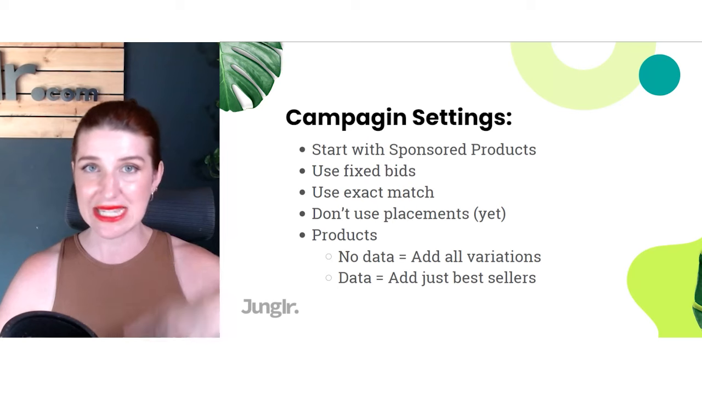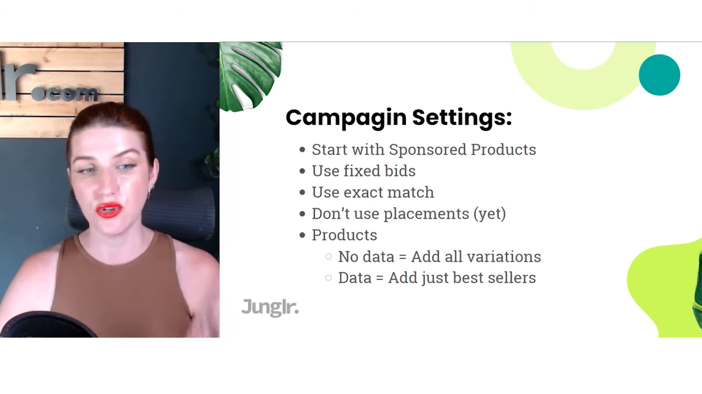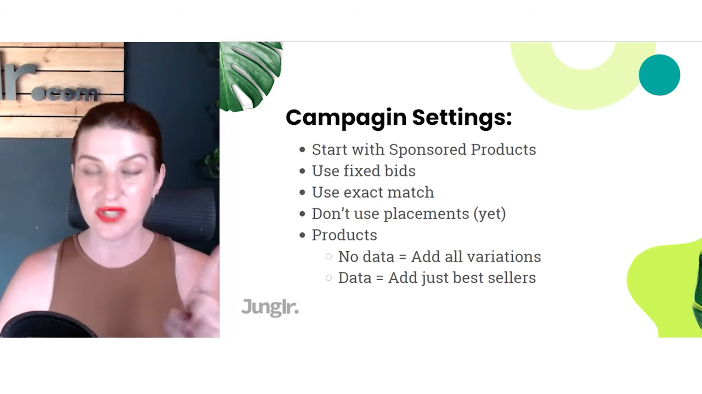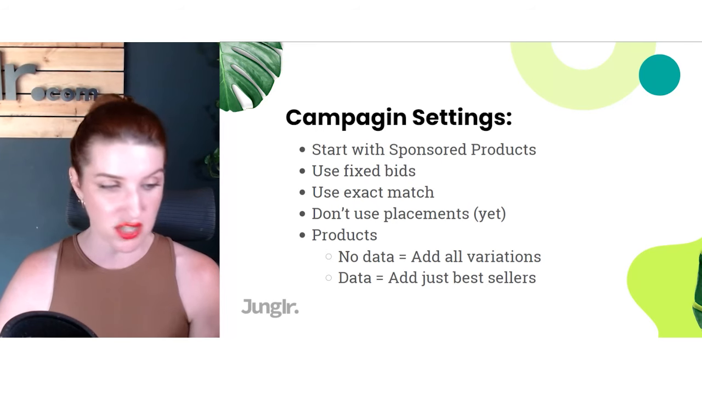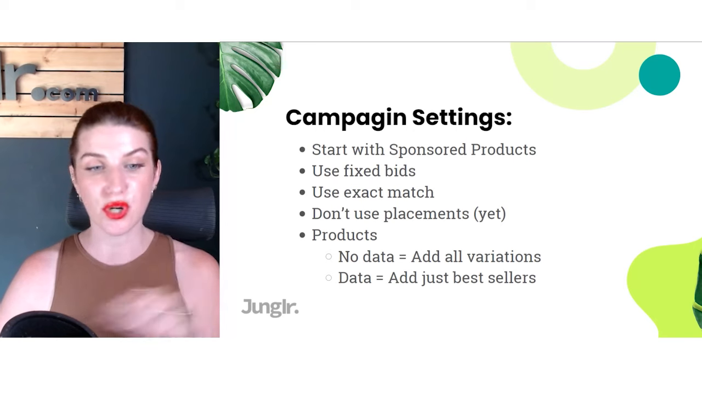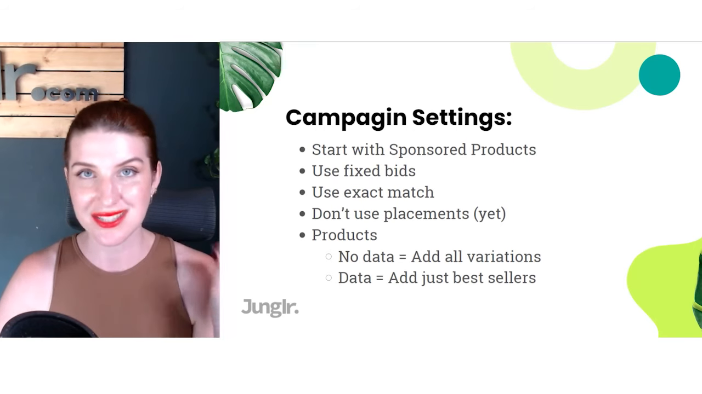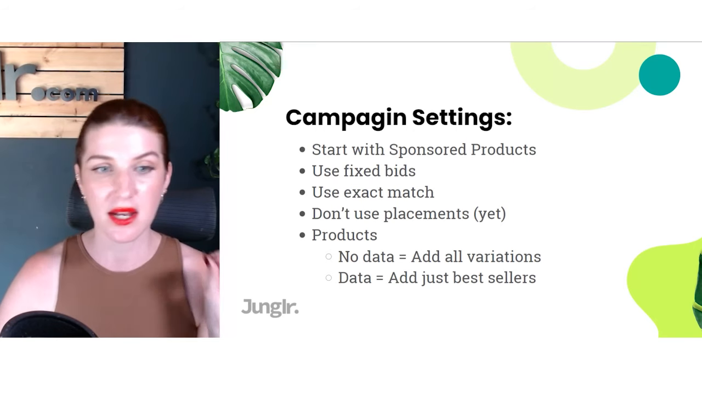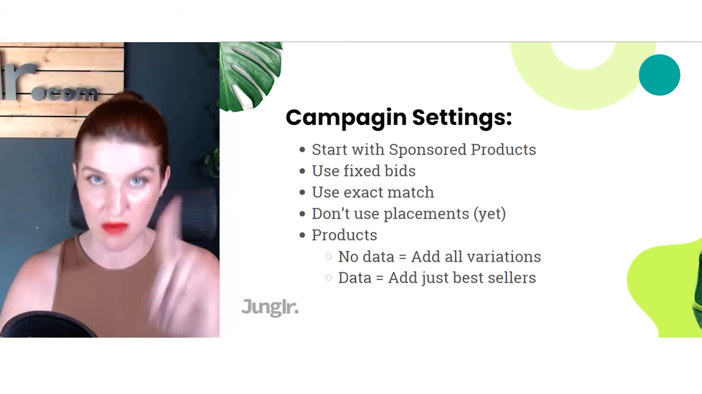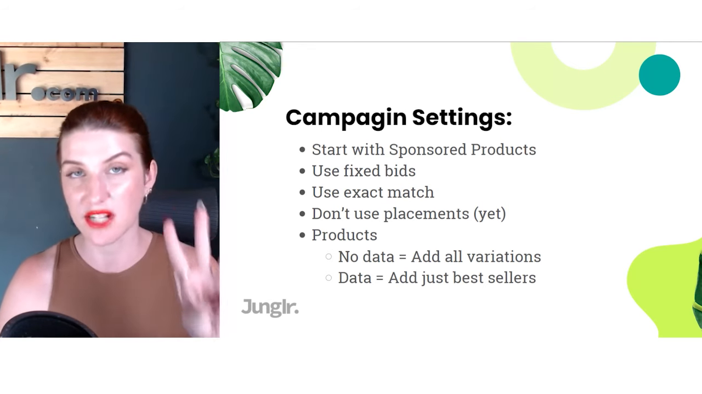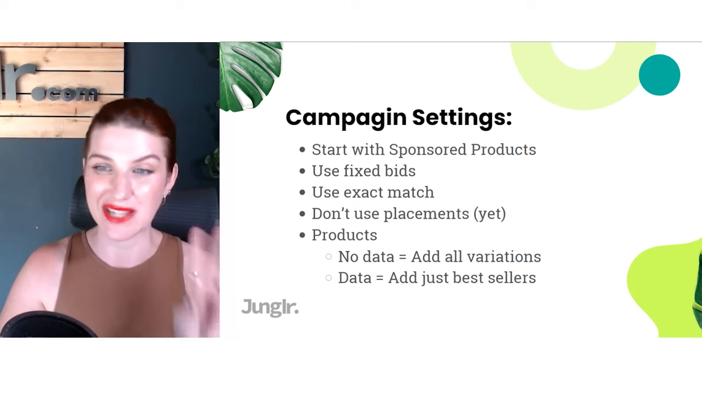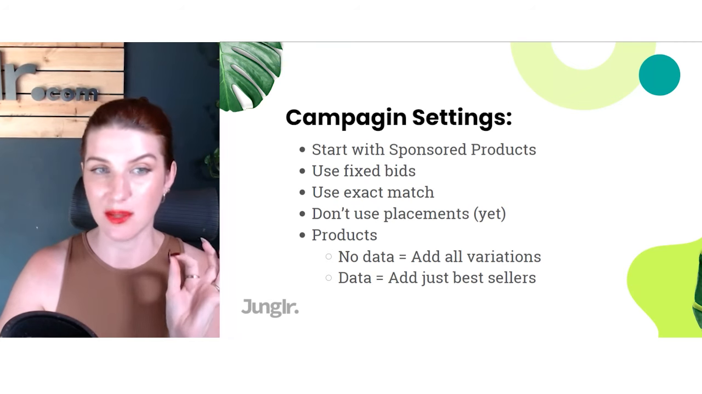Now, if this is a variation product, you're going to do this two ways. One is if you have no data for this product, you've never launched it before, you don't know which variations are going to perform best, you're going to put all of the variations into that same campaign, and we're doing one campaign, one ad group. We're not adding multiple ad groups. One campaign, one ad group, only products from one listing.